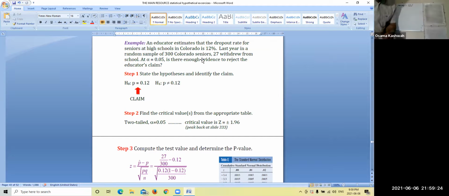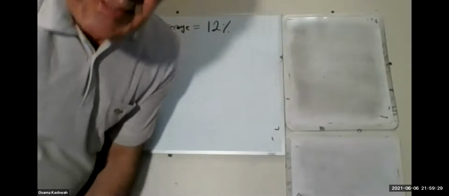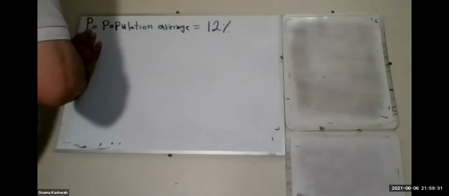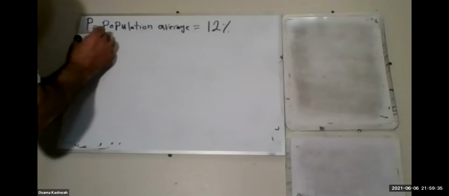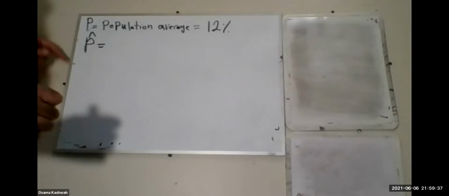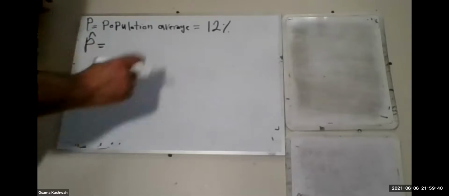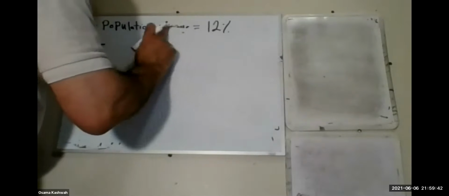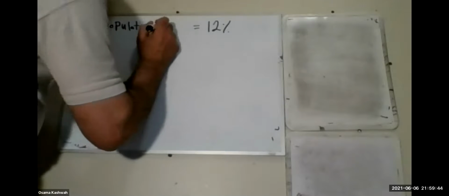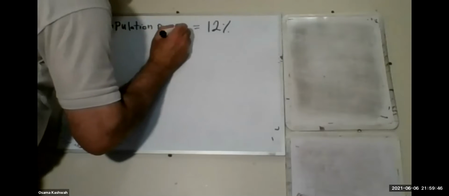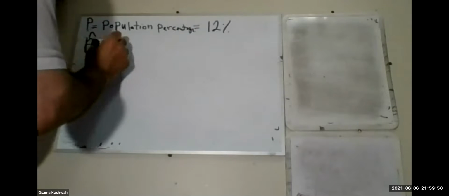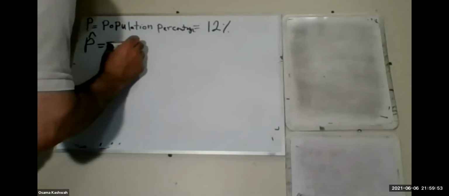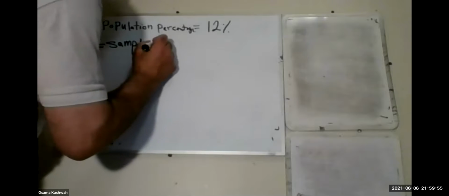Let me stop sharing so the board will be okay. We have also now P hat. For the population here, we will use the word percentage, so it will be clear. P hat is the sample percentage.